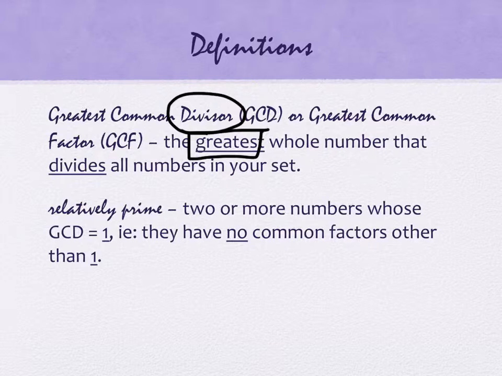Okay? And the numbers don't need to be prime to be relatively prime. Right? Like 4 and 9, neither one of them are prime, but they're relatively prime because 4 and 9 do not divide by anything in common other than 1. You guys with me? Okay.